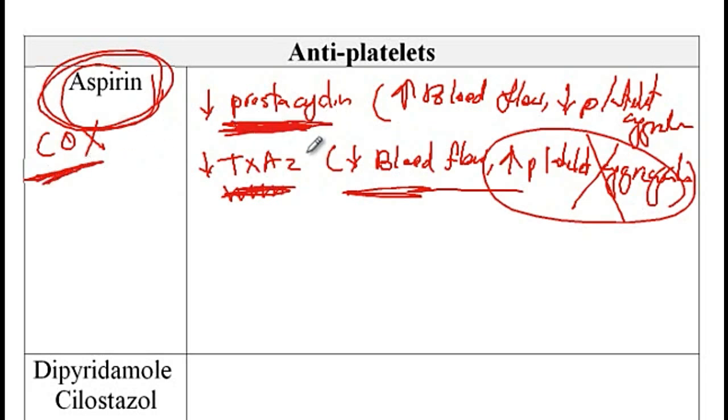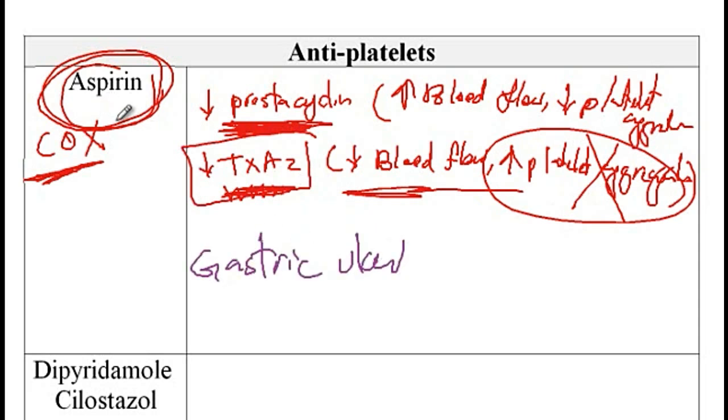So therefore, that's the reason that we can use aspirin for anticoagulation, because prostacyclin will be remade by the endothelial cells, while thromboxane A2 cannot be made by the platelets, as a consequence of which there would be decreased platelet aggregation. Now, the side effects of aspirin include gastric ulcer. Since aspirin inhibits the production of prostaglandin, there would be increased risk of gastric ulcer.